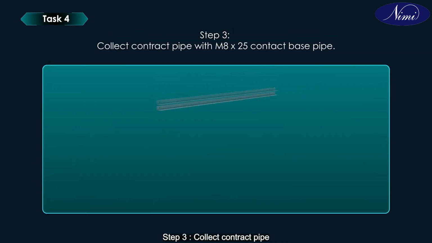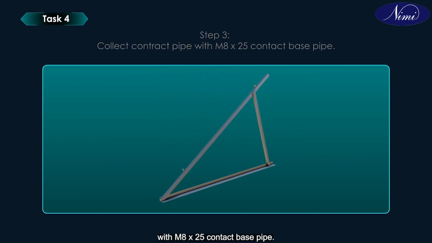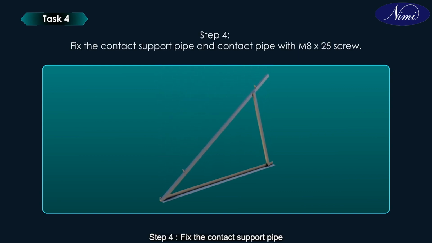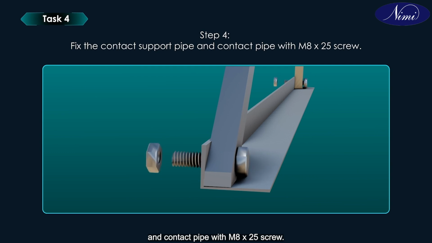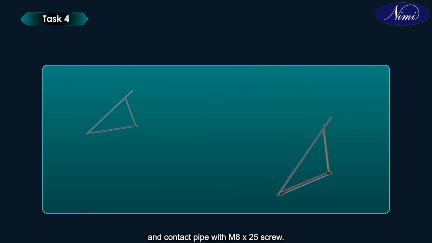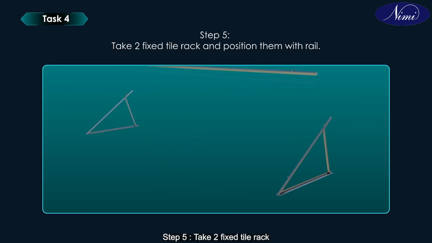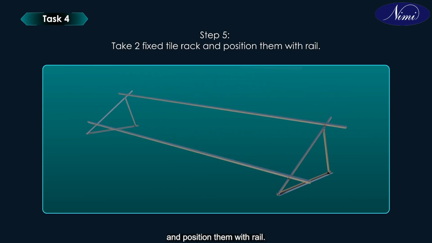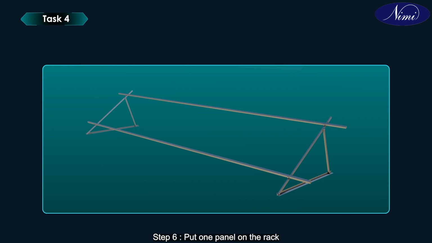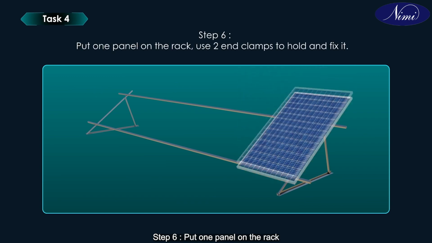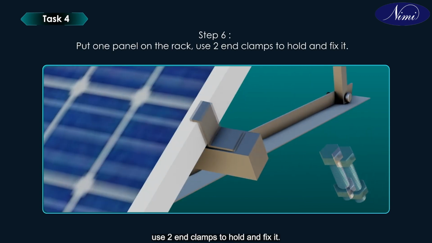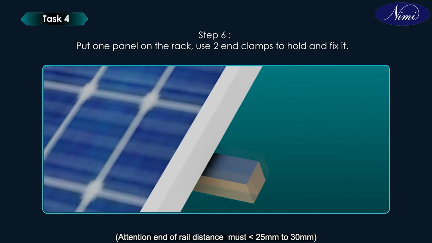Step 3. Collect the contact pipe with M8 into 25 contact base pipe. Step 4. Fix the contact support pipe and contact pipe with M8 into 25 screw. Step 5. Take 2 fixed tilt racks and position them with the rail. Step 6. Put one panel on the rack. Use 2 end clamps to hold and fix it. Attention! The end of rail distance is a must.